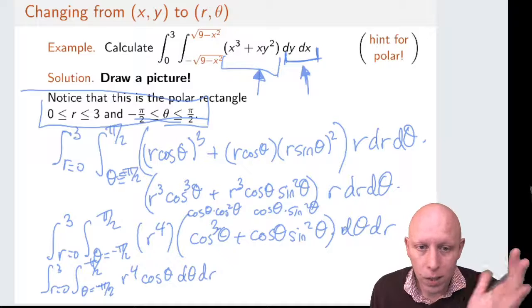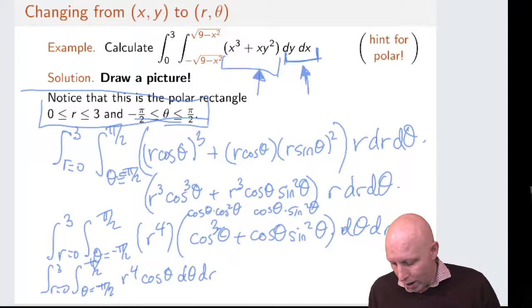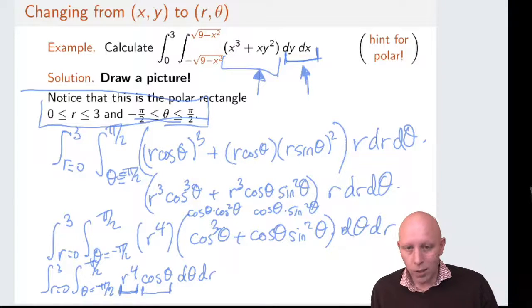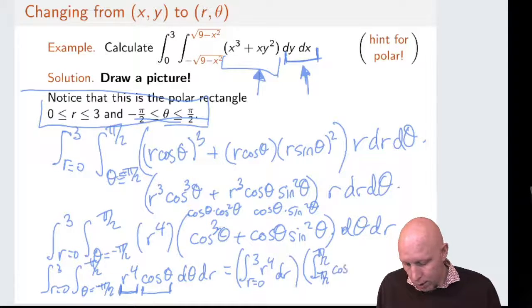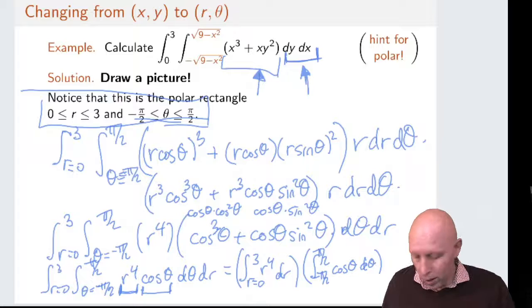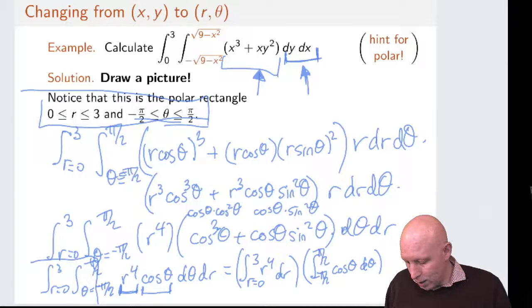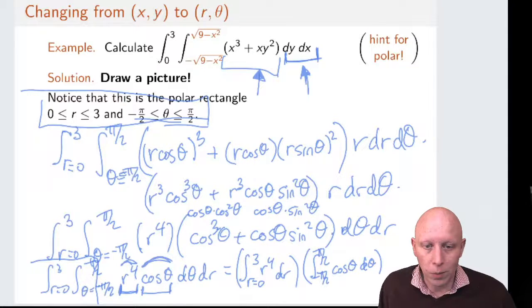Okay, now because this is a polar rectangle, and we have a function of one variable times a function of another variable, we can split that integral into two pieces. So this becomes the integral from r equals 0 to 3 of r to the fourth dr times the integral from negative pi over 2 to pi over 2 of cosine of theta d theta. We can only do this because we have a rectangle and because we have one function of r times one function of theta.